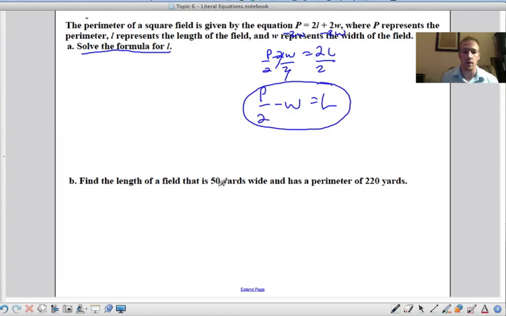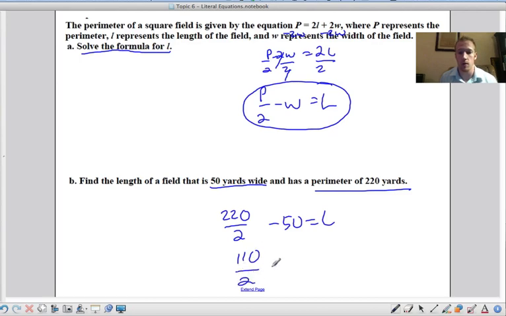Alright, it says that the width of the field is 50. W stands for width, so we have minus 50. The perimeter is 220, so 220 stands for P, and that's going to equal our length. So that's 220 over 2, which is 110, minus 50 equals L. So 60 equals L.